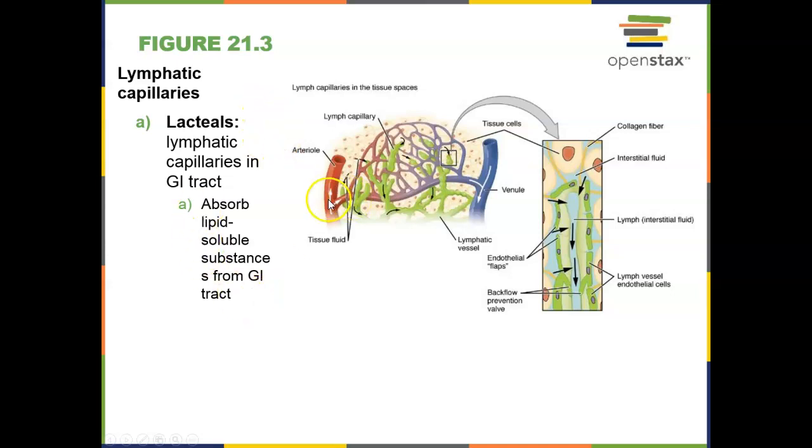In the GI tract, along the small intestines, we have specialized lymphatic capillaries called lacteals. These specialize in absorbing fat-soluble molecules or lipid-soluble substances that can't be transported through the blood because blood is water-soluble. And so the lymphatic lacteals pick up these fat-soluble substances and move them to the liver, where they can then be broken down and either stored or sent out to do whatever jobs they have to do.